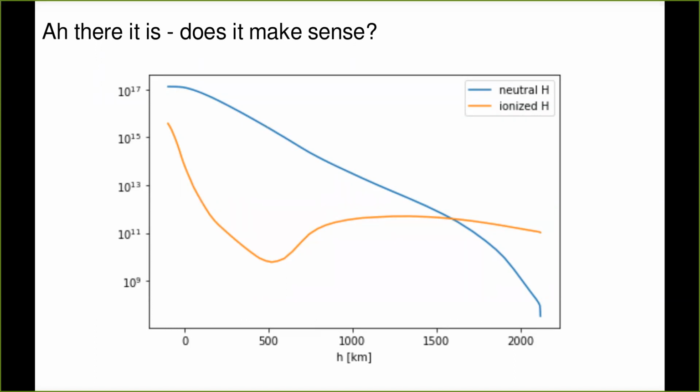But what I understood that Dennis said is that it makes sense that the orange line is above the blue one here because hydrogen is mostly ionized high in the atmosphere. Right. Yeah, that makes sense.